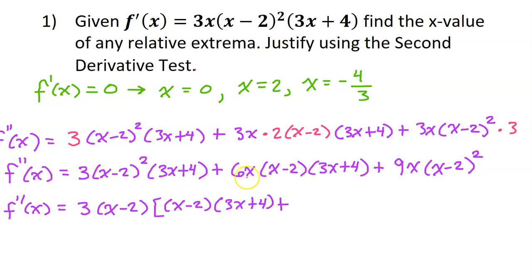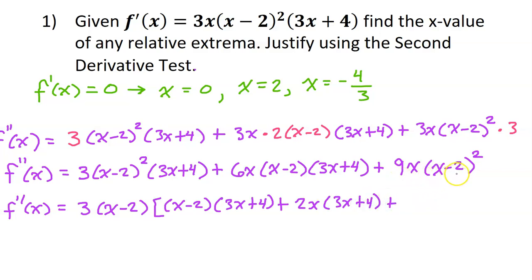If I divide the second term by 3 times (x minus 2), 3 goes into 6 twice, so I'll have 2x remaining, and the (x minus 2)'s will cancel out. So I have 2x times (3x plus 4).